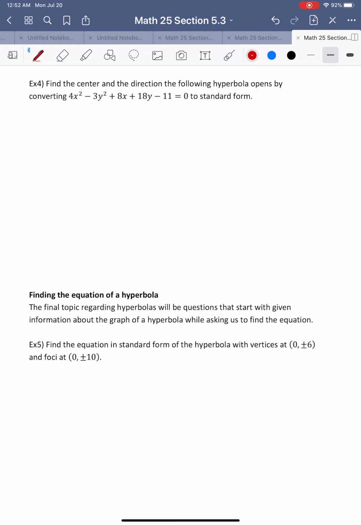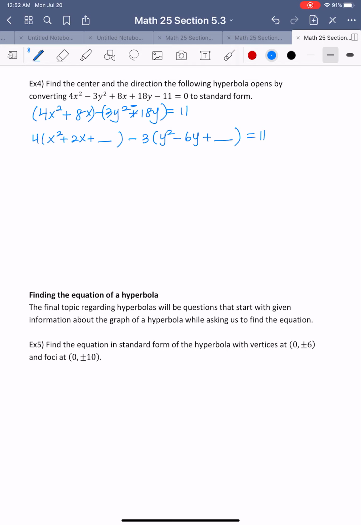All right, example 4. Find the center and the direction the following hyperbola opens by converting 4x squared minus 3y squared plus 8x plus 18y minus 11 equals 0 to standard form. So I have 4x squared plus 8x together, minus 3y squared plus 18y, and then add 11 to both sides. Then I factor out by grouping: 4 factored out of x squared plus 2x, and 3 pulled out of y squared minus 6y.